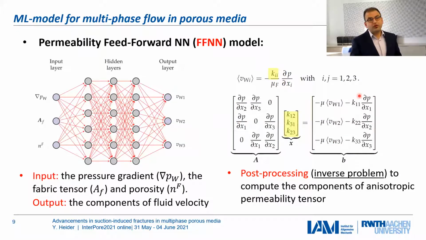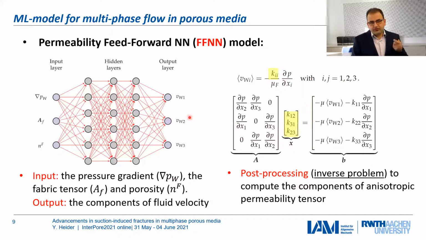And the other constitutive model is related to the permeability. Here we use as input the pressure gradient, maybe the fabric tensor, and the porosity, and as output we predict the velocity in different directions. Then, through using some kind of inverse problem, we can predict the different components of our permeability tensor. This is a general approach, because if you now have anisotropic permeability, you could also follow this approach. And this is very important for us, especially when we go for the simulation of the flow in fractures, where we have very clear anisotropy.